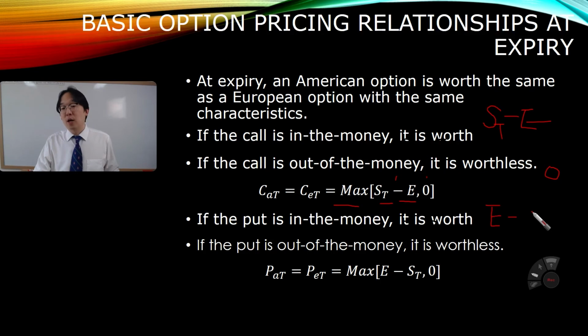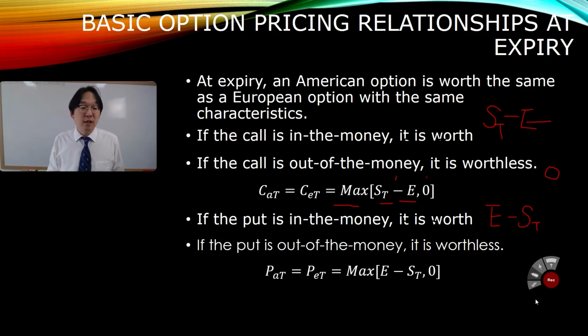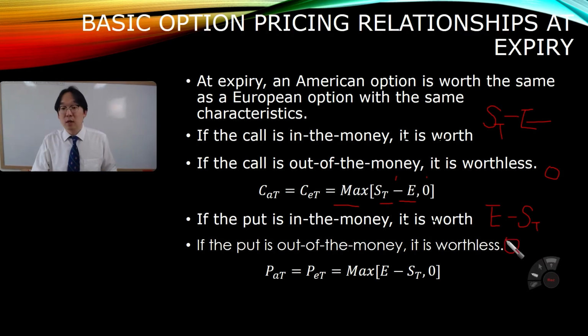Exercise price minus spot price at big T, that is the maturity date. If the put is out of the money, it is worthless, which means 0. Now, the value of the put on the expiration date should be, again, the maximum function of these two. Make sense? Right. And then, what do you mean by A and E?